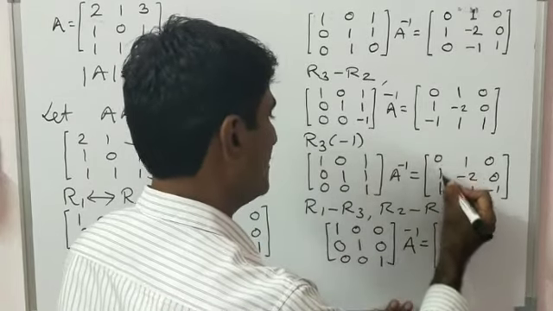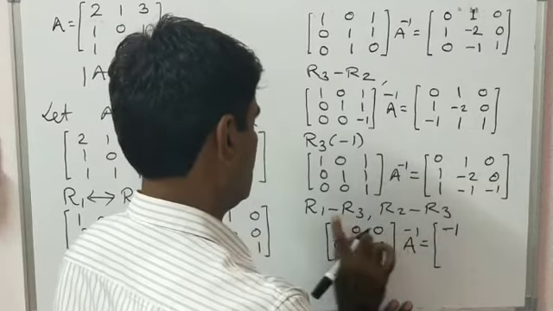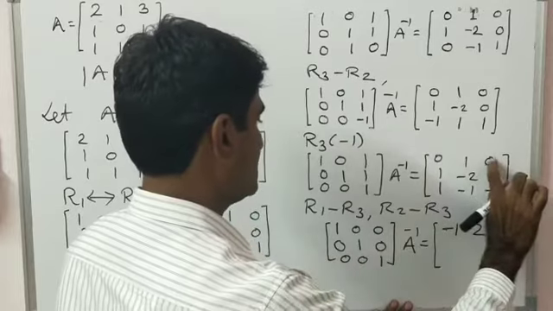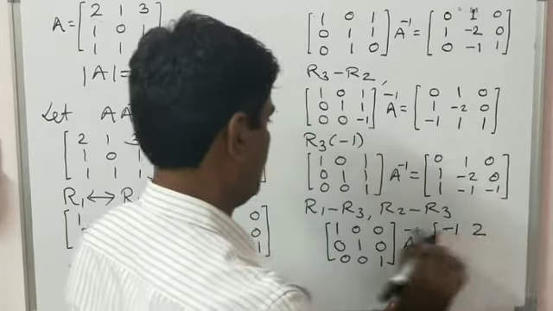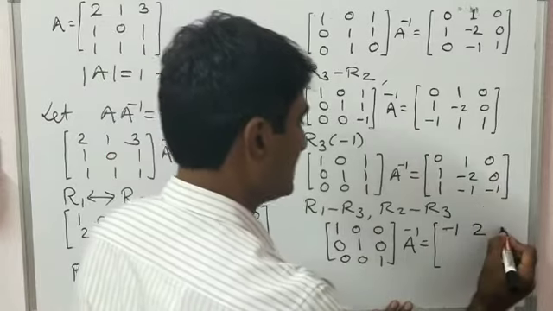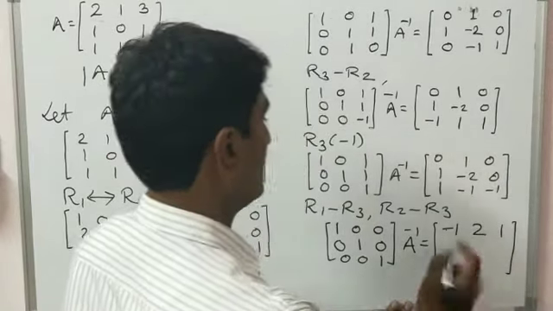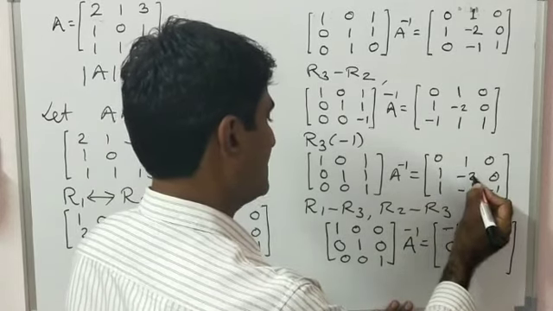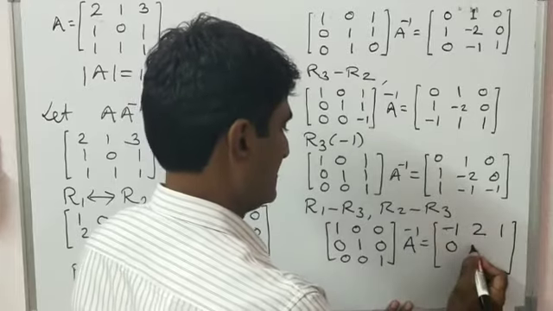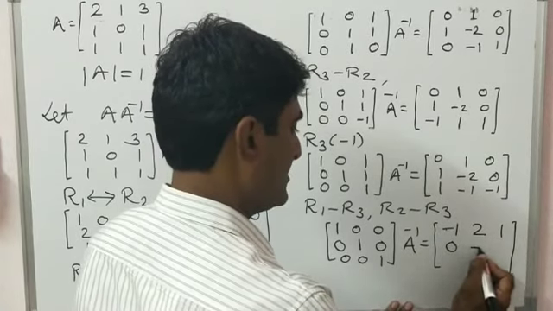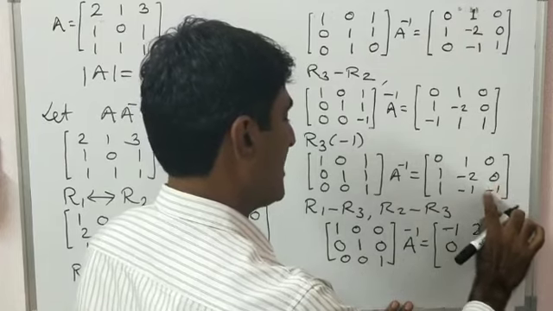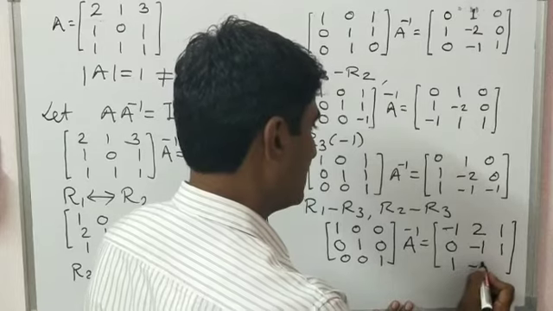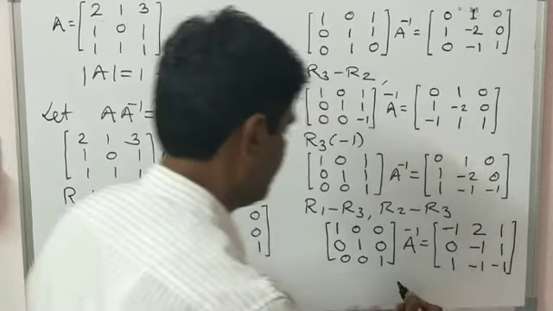R1 minus R3: 0 minus 1 is minus 1, minus 1 minus minus 1 is 2, and 0 minus minus 1 is 1. R2 minus R3: 1 minus 1 is 0, minus 2 plus 1 means minus 1, and 0 minus minus 1 means 1. R3 as it is: 1 minus 1 minus 1.